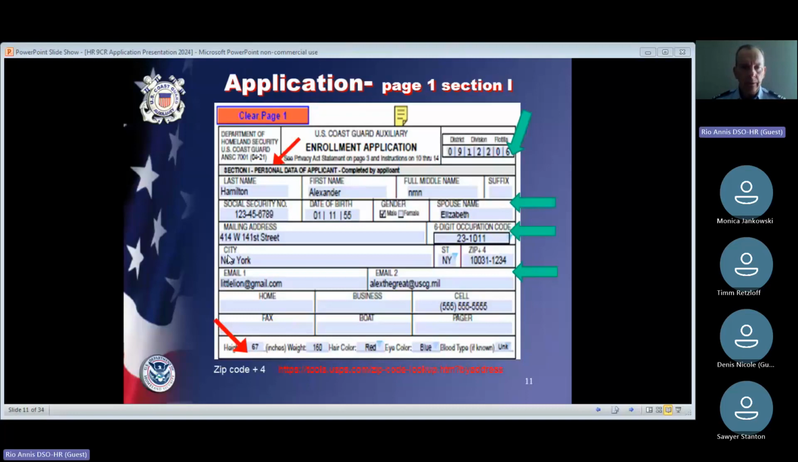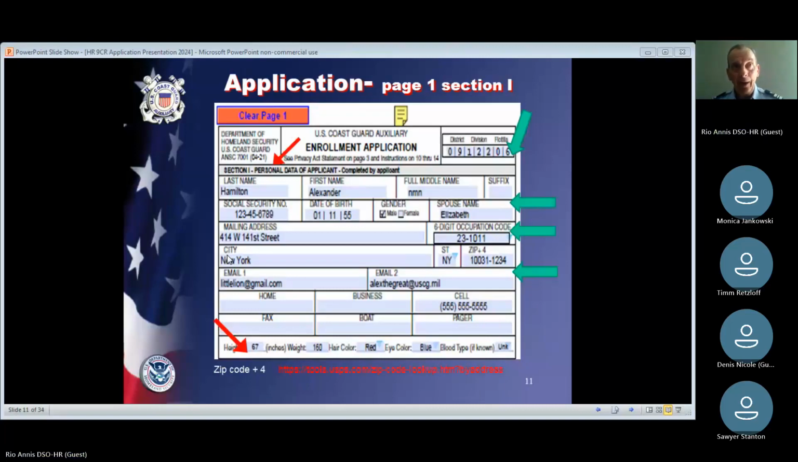Down toward the bottom of this page, that other red arrow is the height. This one happens quite a bit, where I'll get 6 foot 10 inches. I can't even fix that. If there's a way for me to alter it with my pen, I'll do it, but in a lot of cases, I can't. And it has to be inches only.